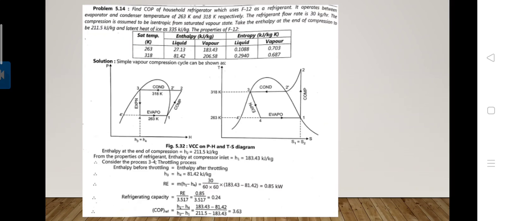In the condensation process, heat is rejected, that's why vapor is converted into liquid, and in the evaporation process heat is absorbed, that's why the refrigerant converts from liquid state to vapor state. That is the simple vapor compression cycle.